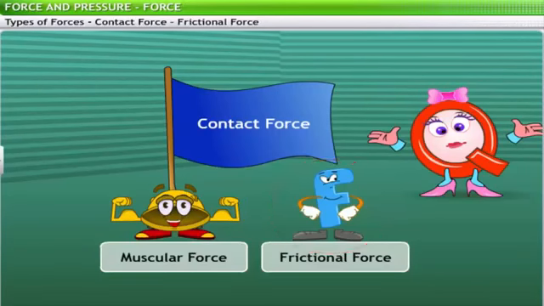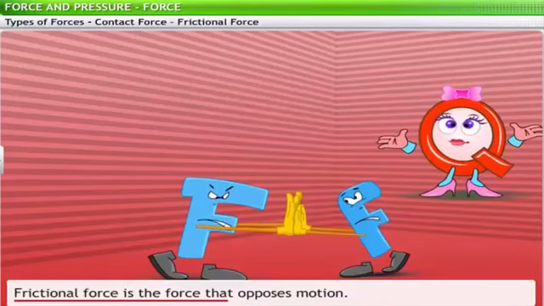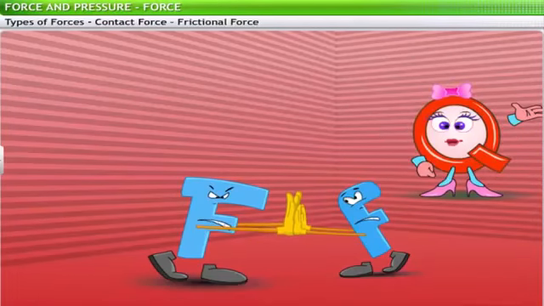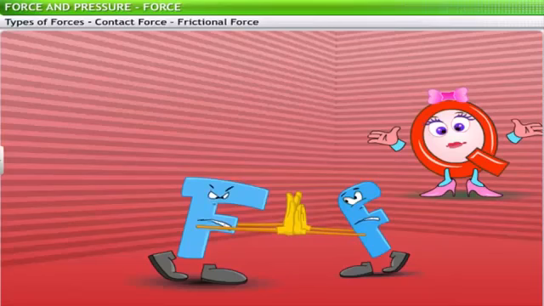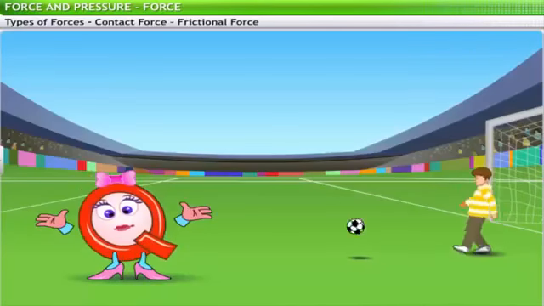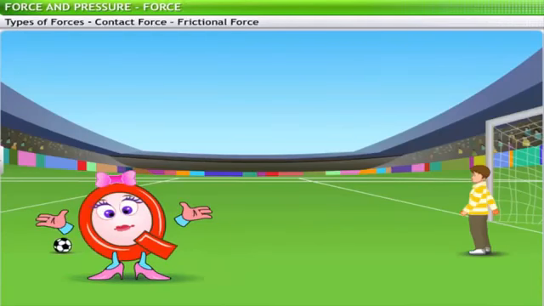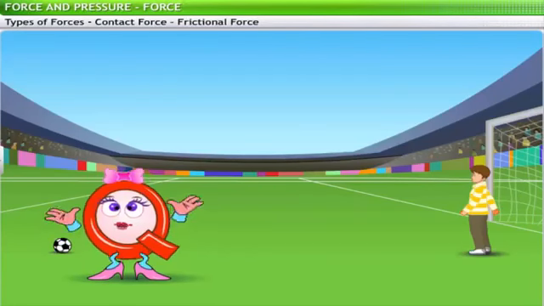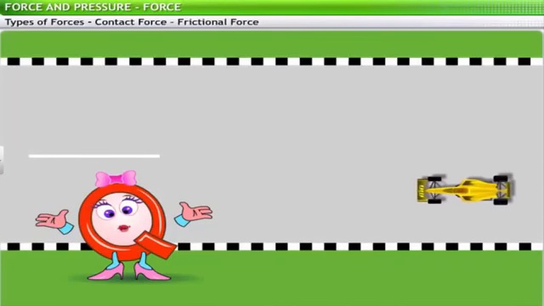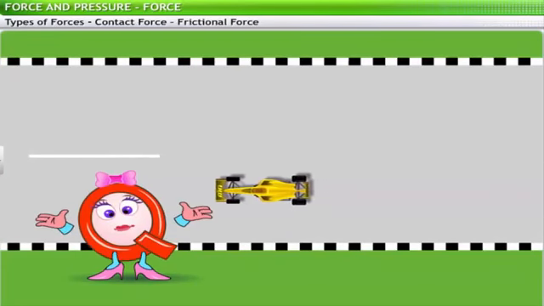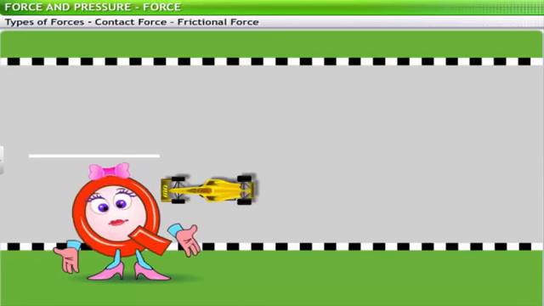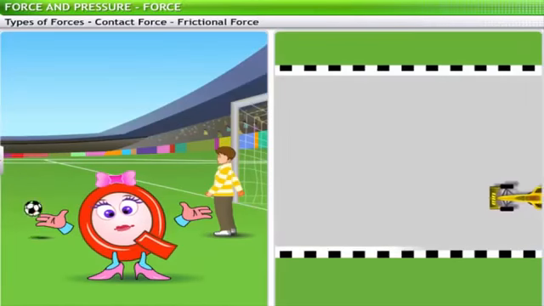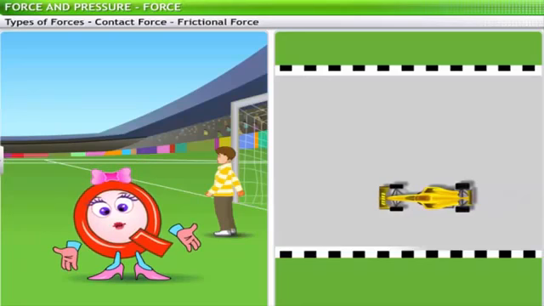So, what about the other contact force? Frictional force? Frictional force is the force that opposes motion. That is, it acts in a direction opposite to that of motion. Where can we see friction in action? Consider a ball rolling in the field. You'll notice that it comes to rest in few moments. Now, look at this car when the engine has been switched off. Its speed decreases gradually. Finally, it stops. Do you observe anybody exerting force to stop the car or the ball?